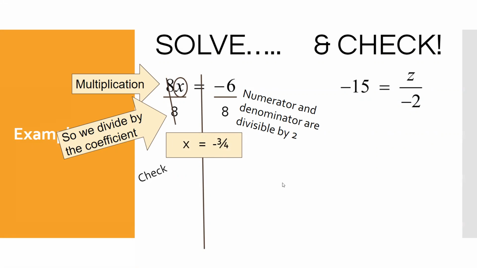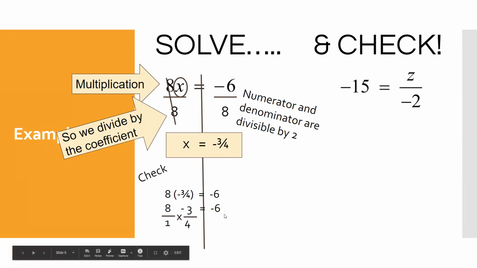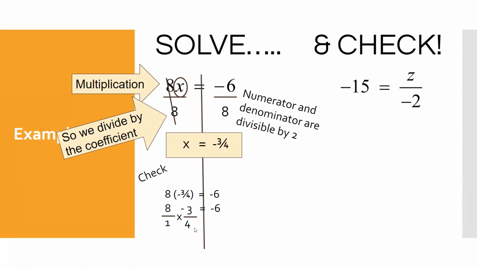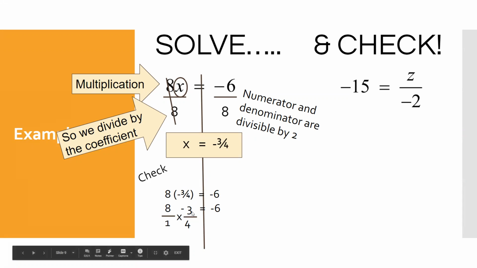Now I have to go back and check. I'm going to substitute that negative 3/4 into my x, and then I'm going to simplify. There we go. Because I'm multiplying those 2 fractions, I added a 1 underneath the 8. And then remember, when we're multiplying fractions, we just multiply straight across. So 8 times 3 is 24. 1 times 4 is 4. 24 divided by 4 gives me my 6.